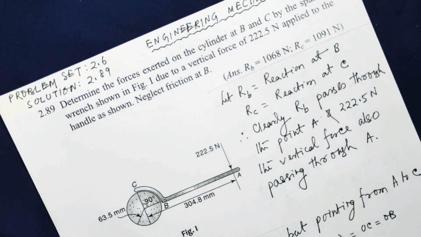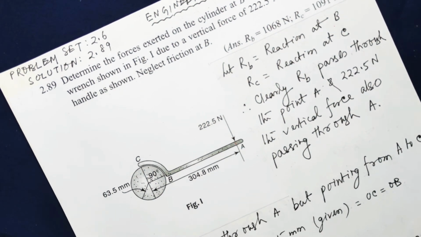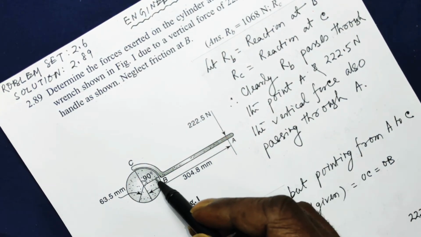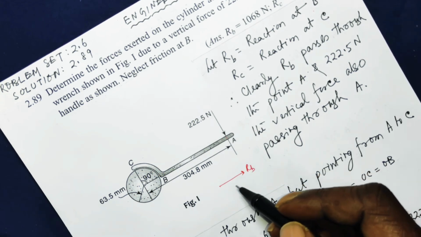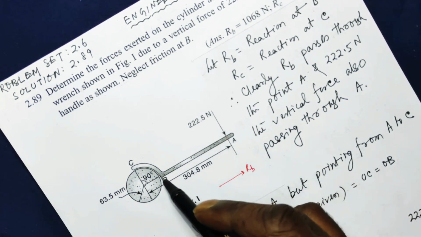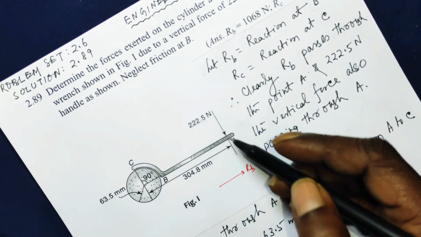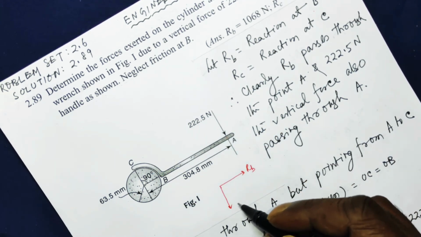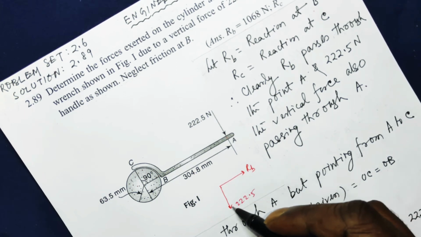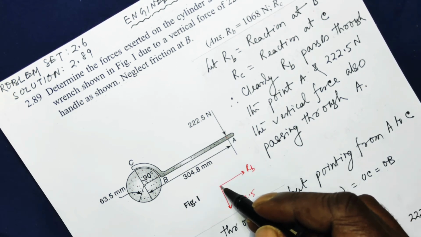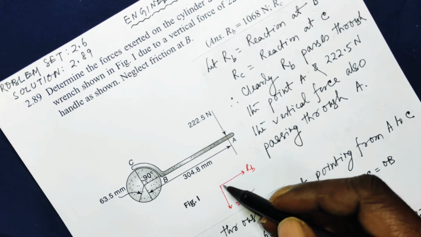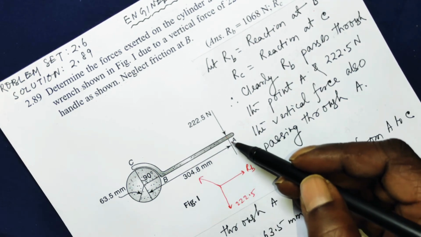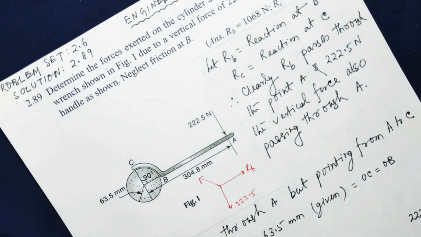And if you can visualize, the direction of RB is to this side. I'm considering RB here by shifting it parallelly. This 222.5 Newton is to this side. So the resultant of these two will be pointing in this direction. So for equilibrium, the reaction at C should be pointing in this way. That is directed from A to C. That is to be understood.